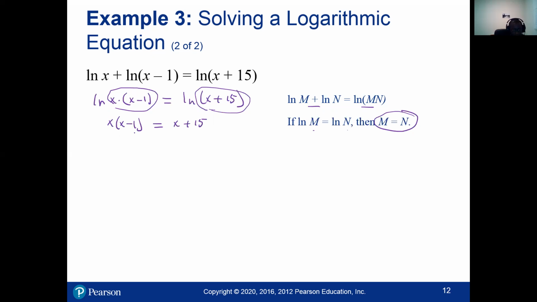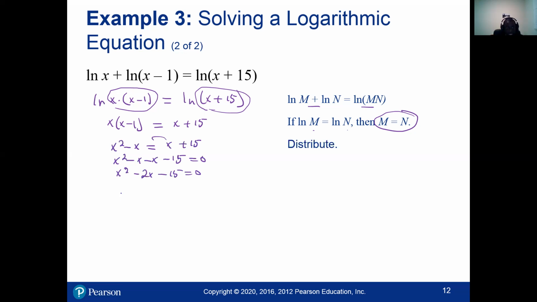So we distribute the left hand side, and that gives me x squared minus x is equal to x plus 15. All right, so we distribute and get that, then we group like terms. We get x squared minus x, then minus the x, subtract, and then minus 15 is equal to 0, giving us x squared minus 2x minus 15 equal to 0.